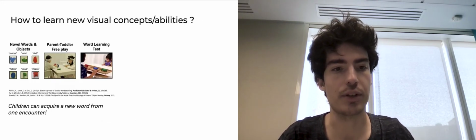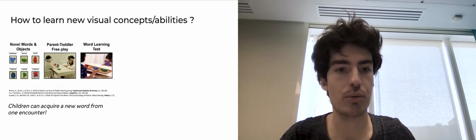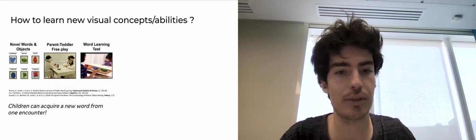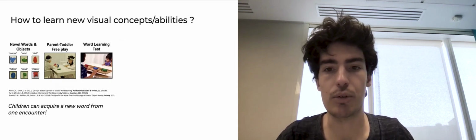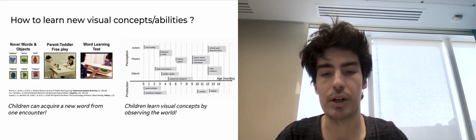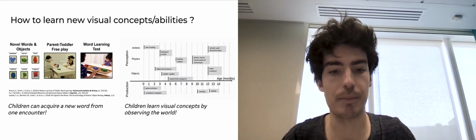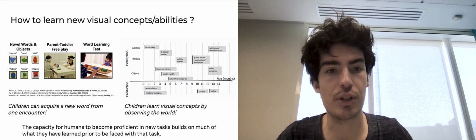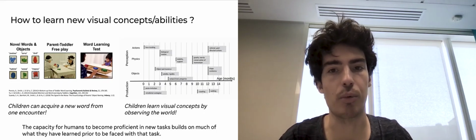Some studies have shown that children can acquire new concepts by just watching one example. So if you show them these weird objects on the left, and you show them later in the later tests, they will be able to recognize them. There is also a study that shows that children acquire visual capabilities throughout their development, such as face tracking, object permanence, or gravity. So the capacity for humans to become proficient at some tasks builds on their prior knowledge that they potentially acquire by passively observing the world.